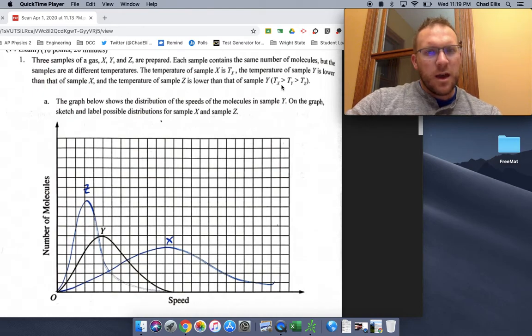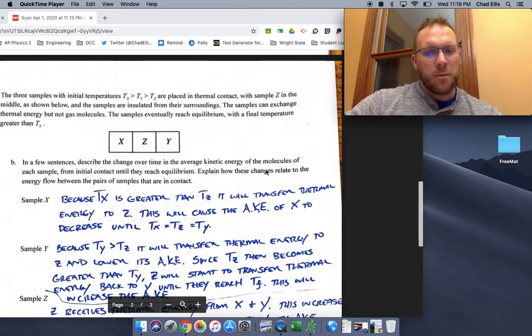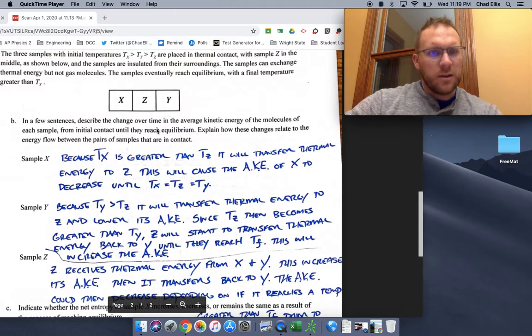Sample Z has the lowest temperature, and so what we're going to see is its average kinetic energy should have the lowest speed. However, it's going to have more particles within that speed, so that's why we have a higher curve there. Okay. Second part of the problem then, it looks at X, Y, and Z.